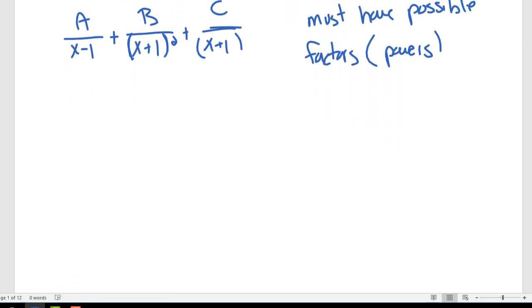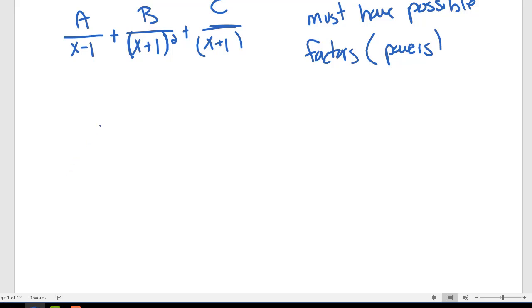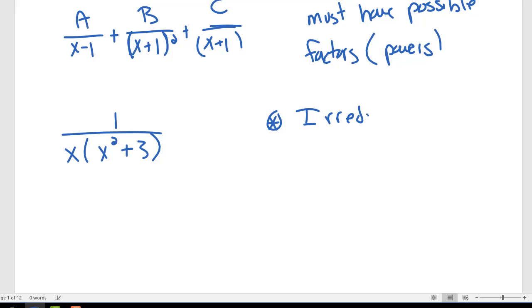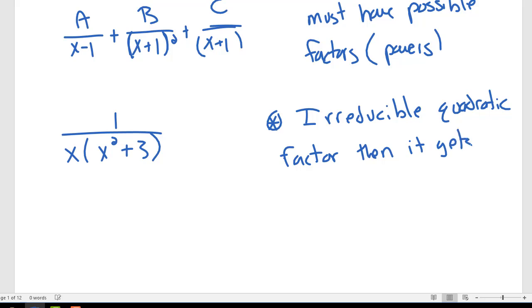The third rule would be, what if I have a quadratic that's irreducible? In this example, let's say I have 1 over x times x squared plus 3. This doesn't factor. So if we have what we call an irreducible quadratic factor, then we just write that quadratic factor, and it gets its own fraction with a linear numerator.